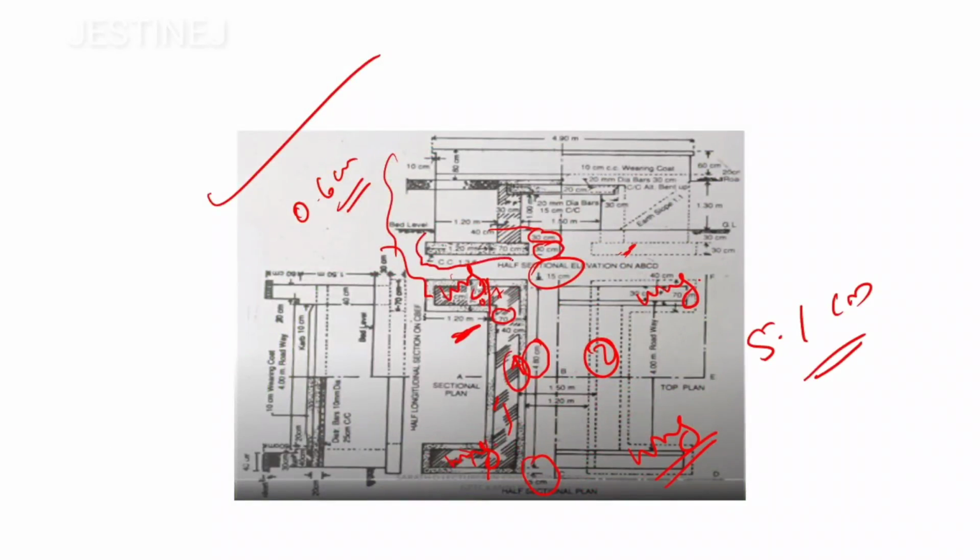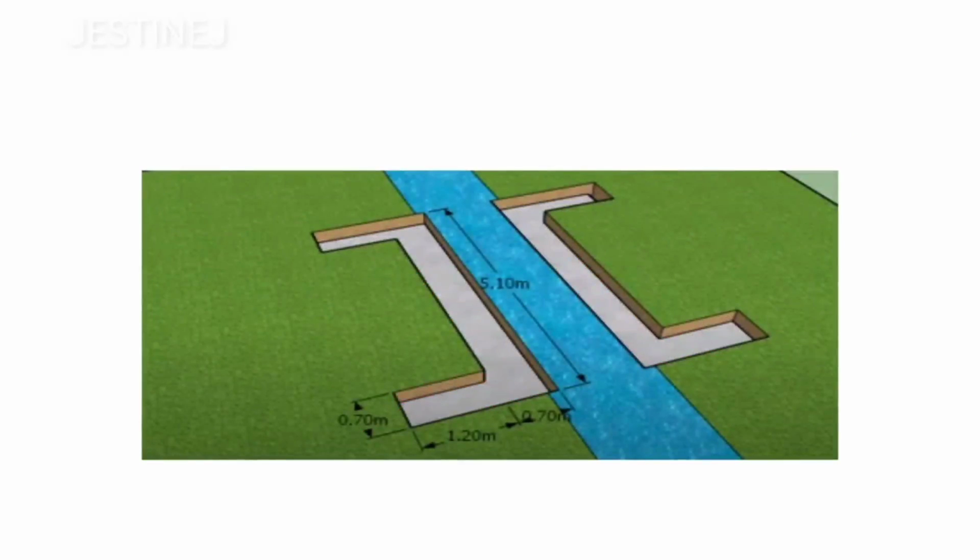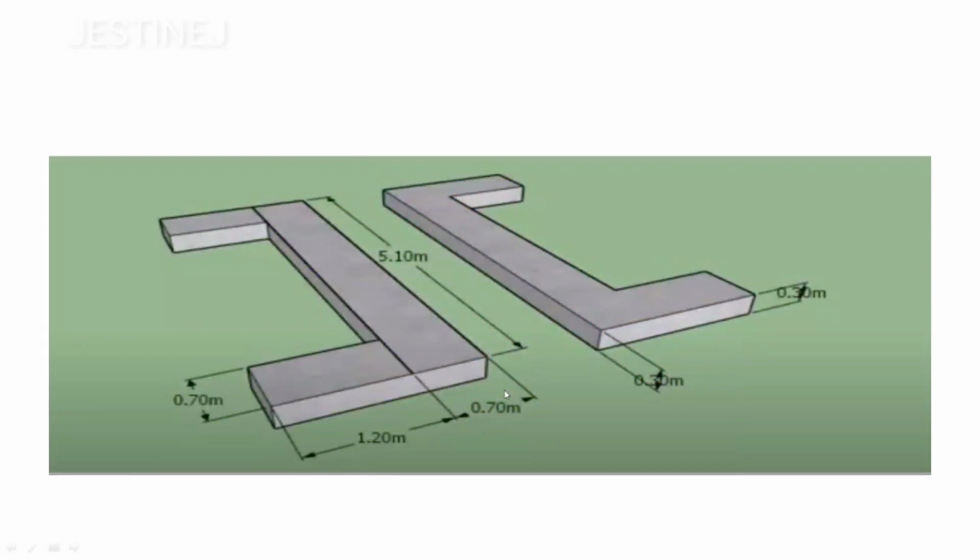You can note down from this diagram, this height is going to be 30 centimeter, clearly mentioned there. So that is the only difference. If you go through the 3D diagram, you will get more clarity. We need to find out this portion, that is 5.1, and the breadth is going to be 0.7, and the height of this concrete is going to be 0.3 only. Some more clarity you will get from this diagram.